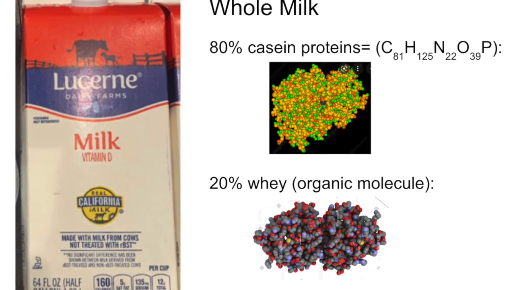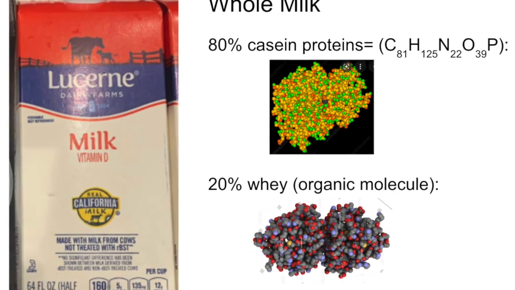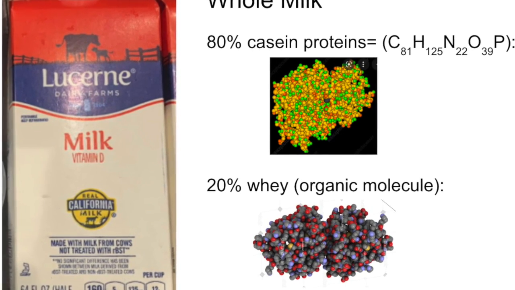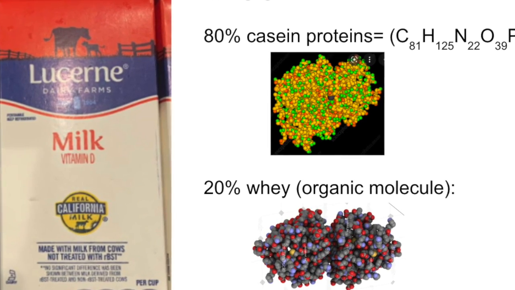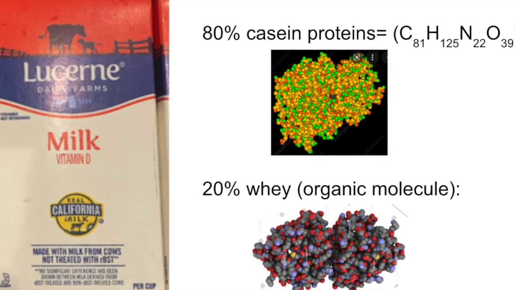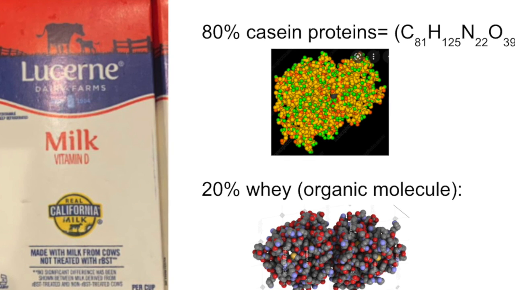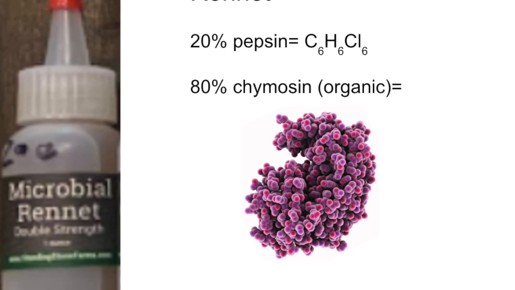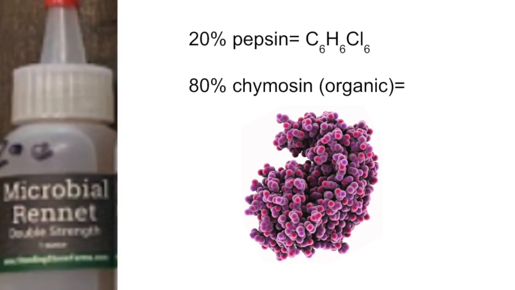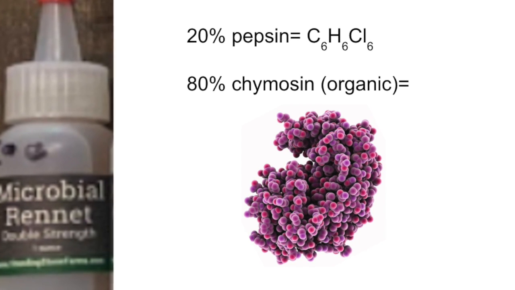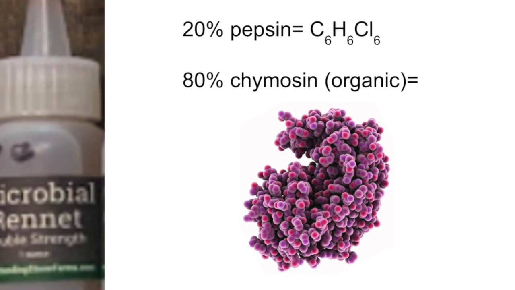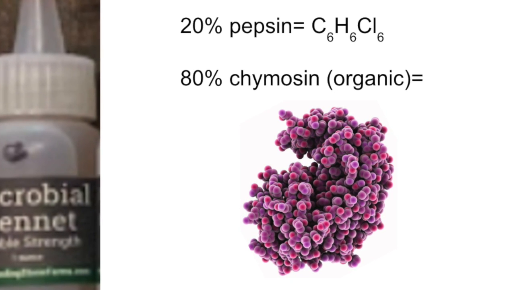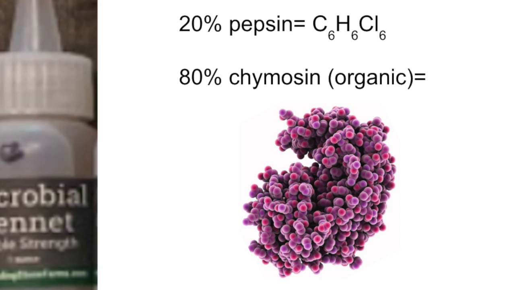Whole milk was my main ingredient. It's made up of 80% casein proteins, which have the equation C81H125N22O39P, and 20% whey, which is an organic molecule. The rennet acts as a coagulant for the curds. Rennet is found in the lining of cow stomachs and is made of 20% pepsin, which has the equation C6H6Cl6, and 80% chymosin, which is also an organic molecule.